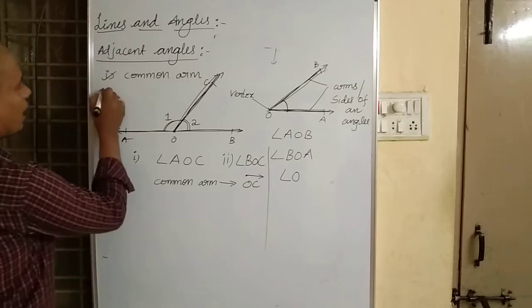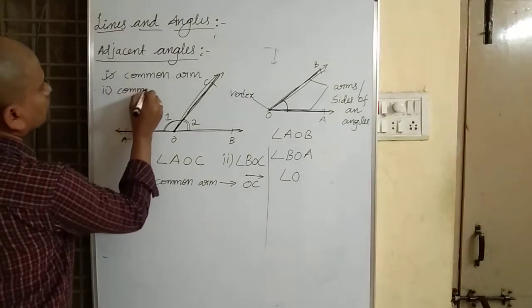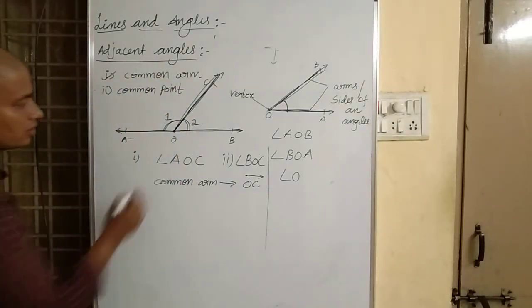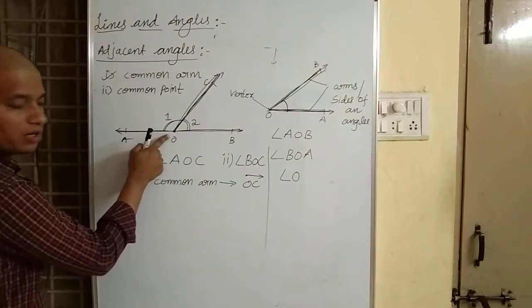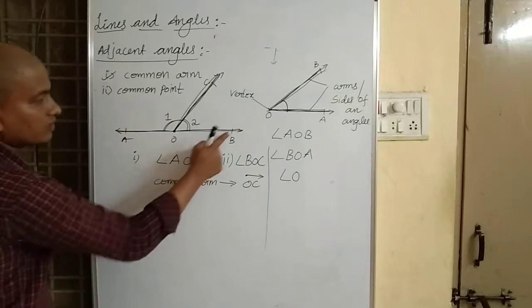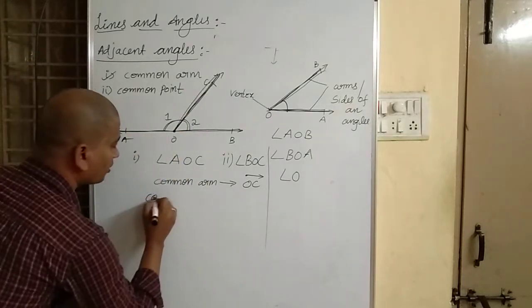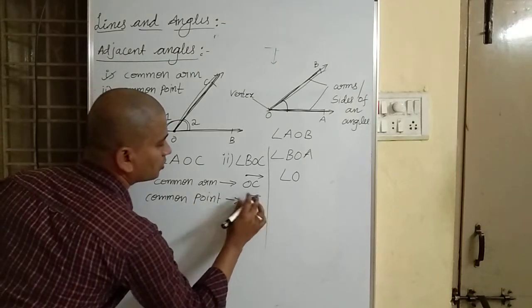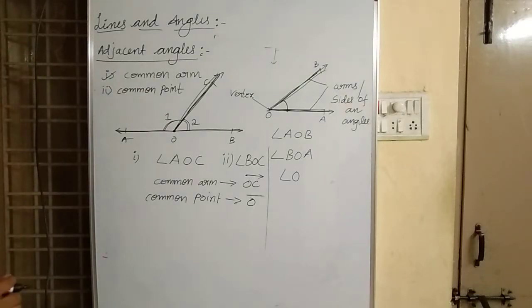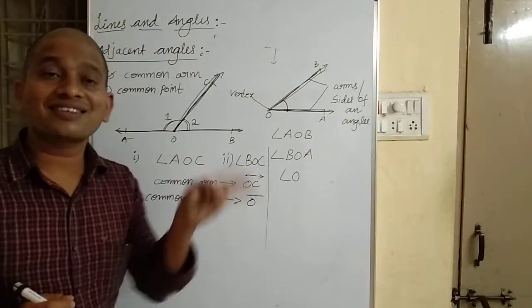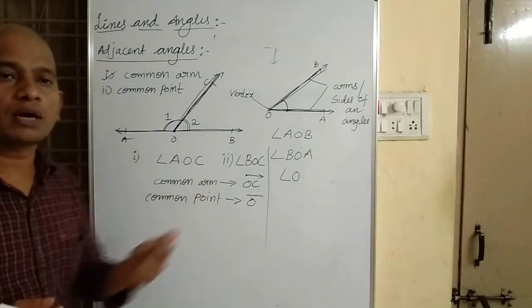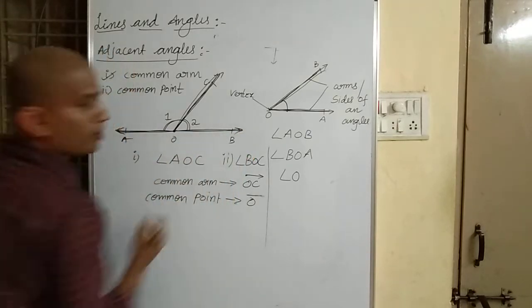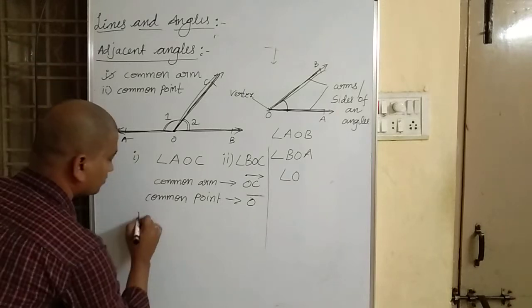And also they should have a common point, which is called the vertex. See, this O is the common point for both the angles AOC as well as BOC. What is the common point? Common point is O. And they should have two non-common arms. What are the non-common arms? See here, OA is one arm and OB is another arm. They both are non-common arms.